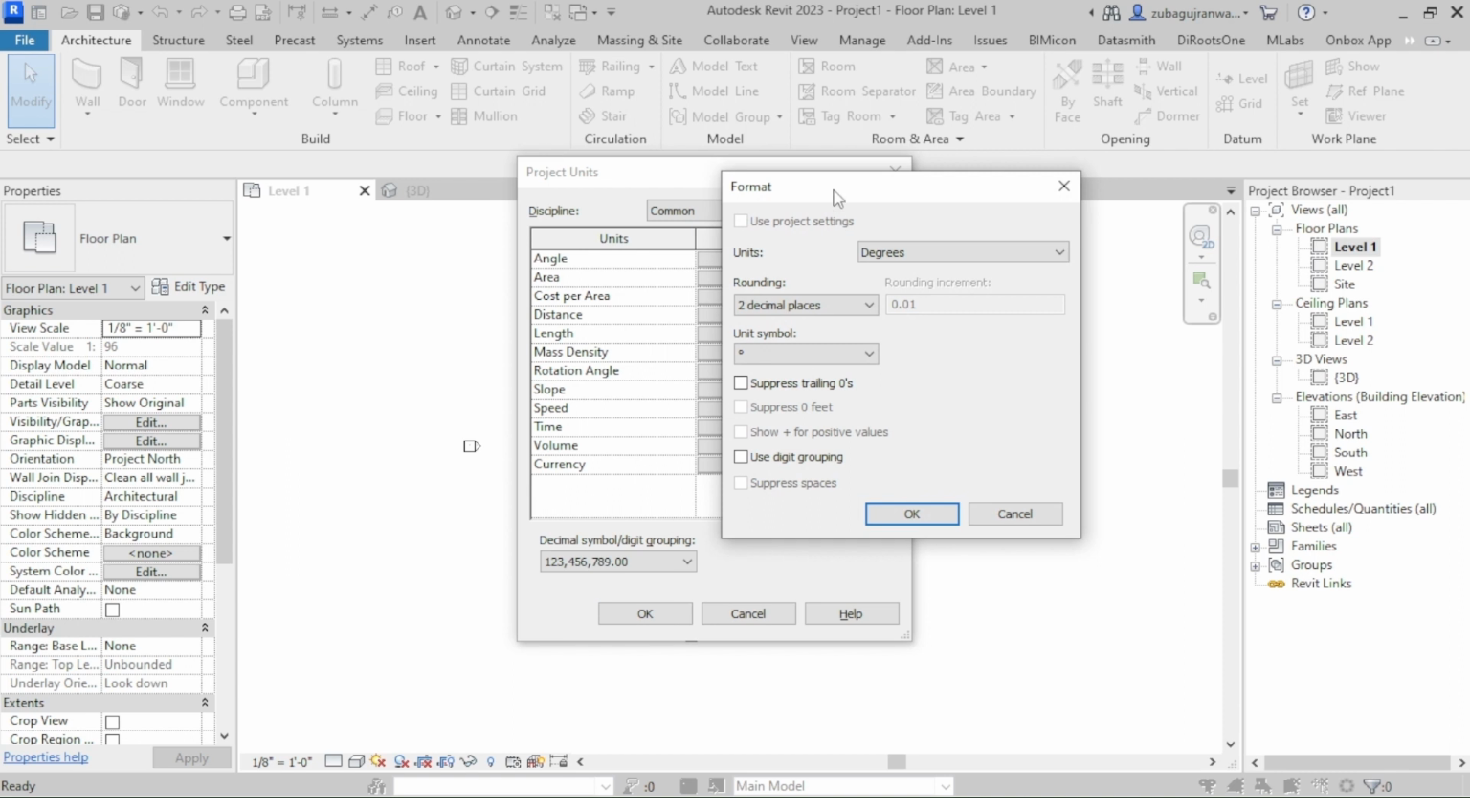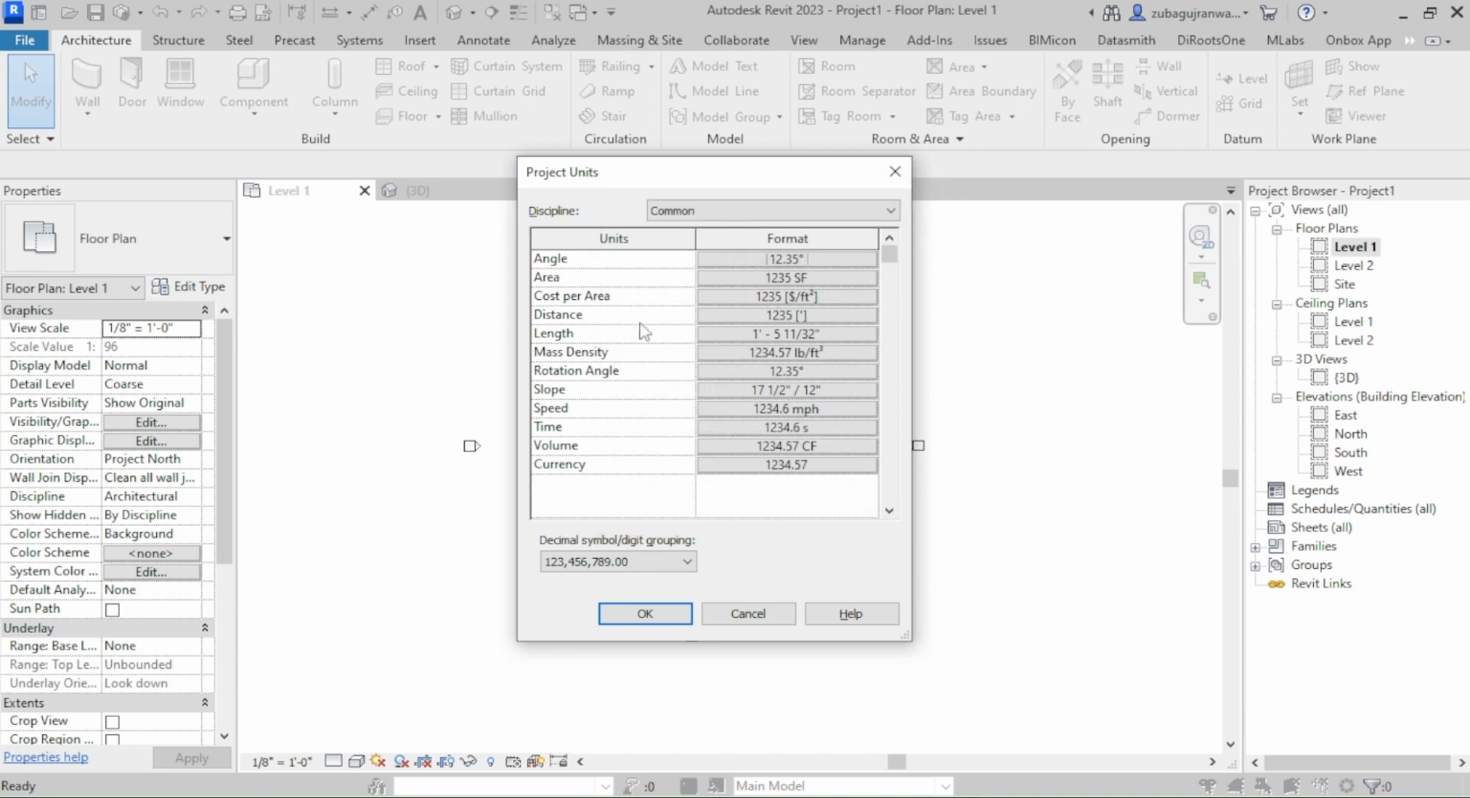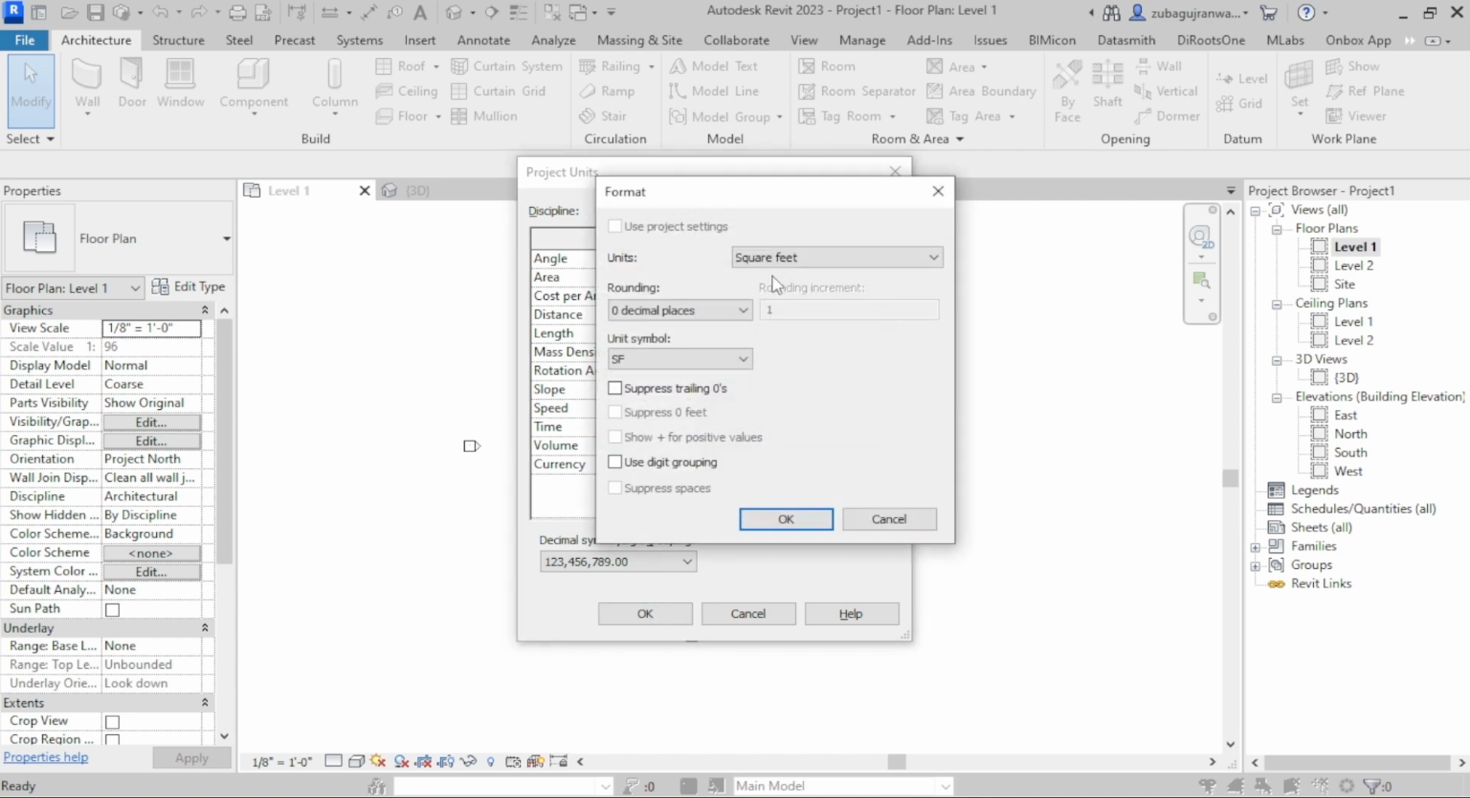Angle. Here is a unit for angle: degree, radian, degree, minutes, seconds, and this is the symbol for degree. For area, you can select square feet, square meters, square inches, hectares, acres, and we can also select the symbol whether we can hit scale or SF.